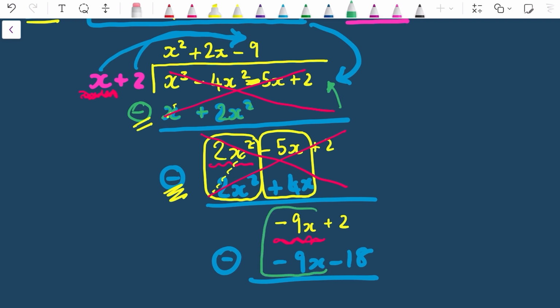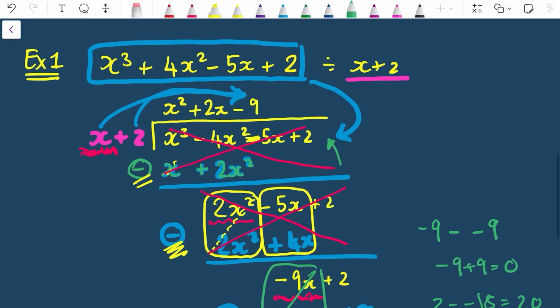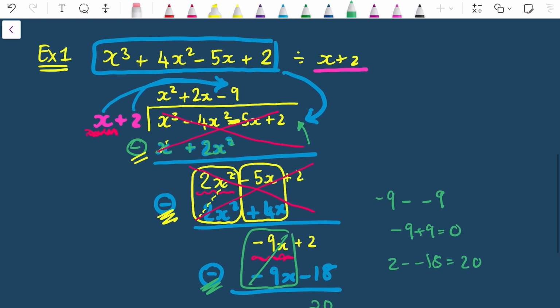So negative 9 subtract negative 9. That becomes negative 9 plus 9, which nicely cancels out to give us the 0 we want. And then I say 2 take away negative 18, and that will give me positive 20. And I know I'm finished here because there's nothing more I can do. I can't multiply x by something here to get 20.